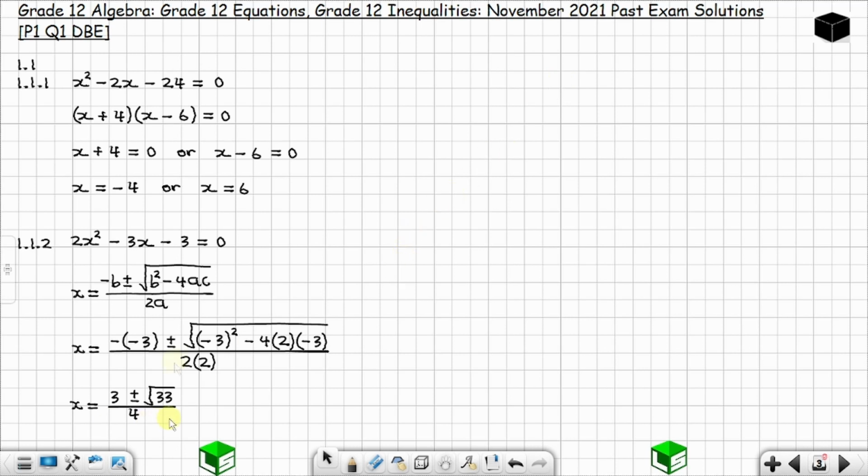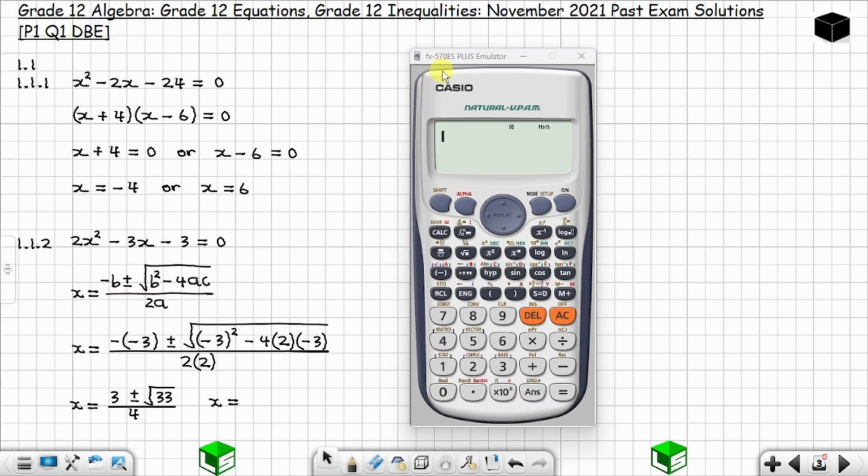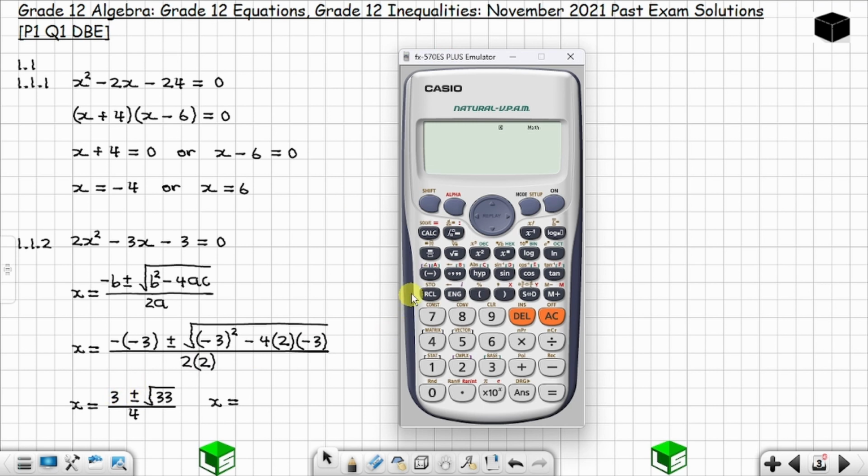So x is equal to, use your calculator. I'm going to use my emulator. I have 3 plus or minus the square root of 33 over 4. Let me use plus first, and then I'm going to use minus after. So I'm using addition first, and subtraction after.